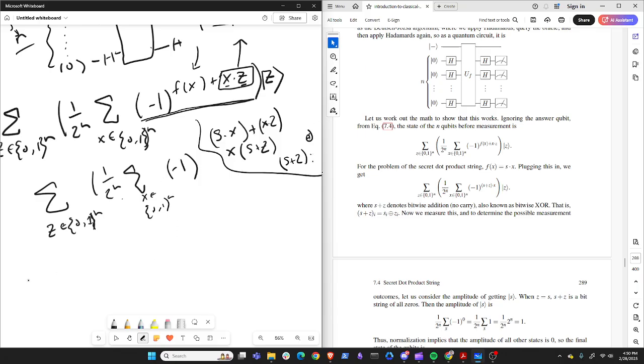So if we got 101 and 101, this is a bitwise addition with no carry. So for position 0, we XOR this and we get 0, 0, and 0. All right, so back to the form here. So we rewrite this as s plus z dot product x, state z.